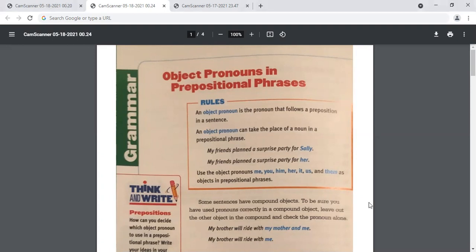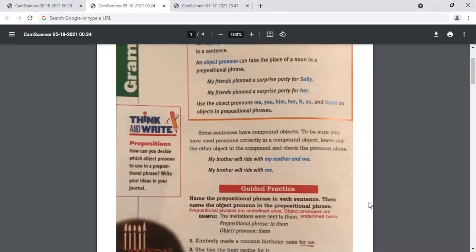Here it also notes that some sentences have compound objects, and in order to know if we have used the pronouns correctly in a compound object, you should leave out the other object in the compound and check the pronoun alone. So what are we checking for here? We're checking to make sure that the pronouns used are object pronouns and not subject pronouns. Okay, so here my brother will ride with me. This is correct, but if it was with my mother and I, for example, this would be incorrect. Right? It should be my mother and me.